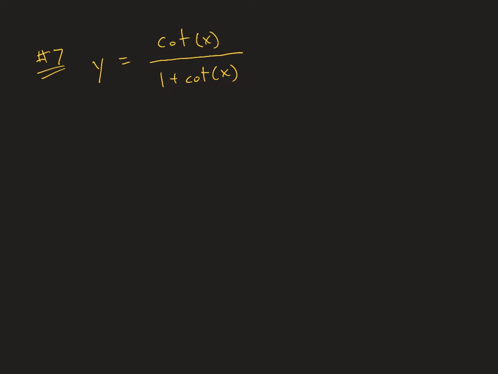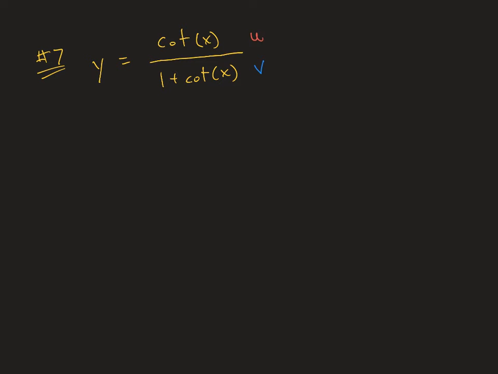The second highest vote getter on our little survey, our poll, was number 7 here. So let's go ahead and run through this. Hopefully when you look at number 7, you realize that you're dealing with a quotient. And so to take the derivative of a quotient, you're going to need to follow the quotient rule.